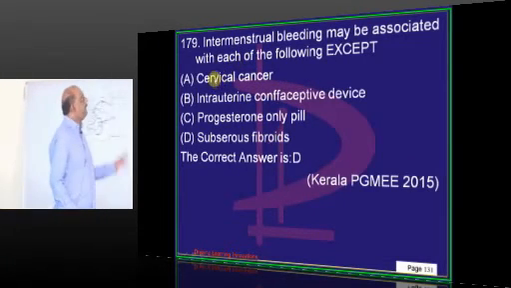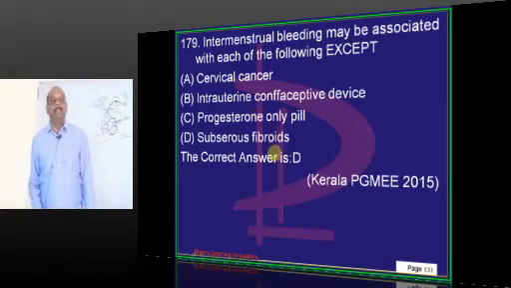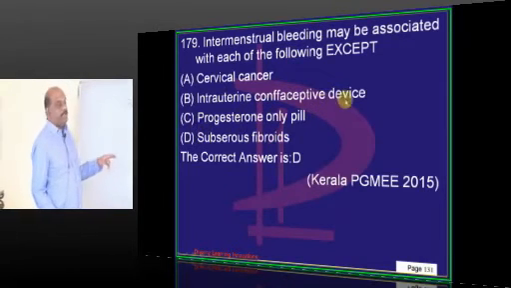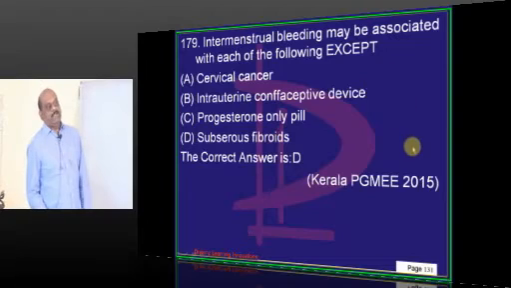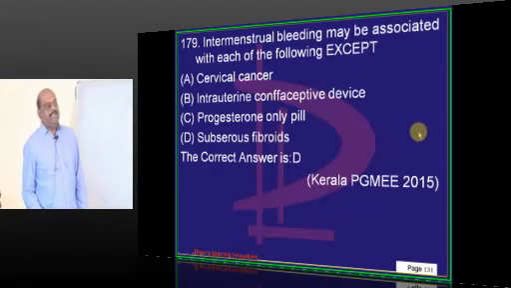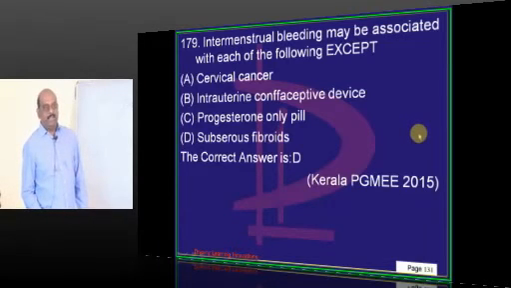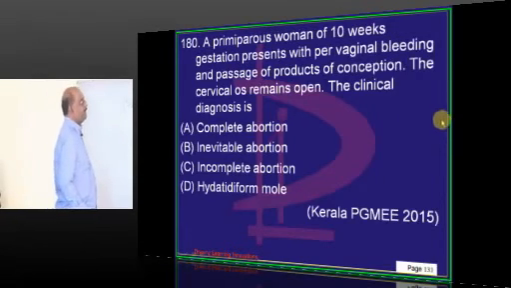What are all the causes of intermenstrual bleeding? Cervical cancer, IUCD, progesterone only pill, anything. Especially, one of the disadvantages of the POP is that you have to take it at a fixed time of the day, and whenever you take it there is a chance of intermenstrual bleeding. That will give a confusing picture. But the advantage is it won't interfere with the breastfeeding, which is what you need to understand.